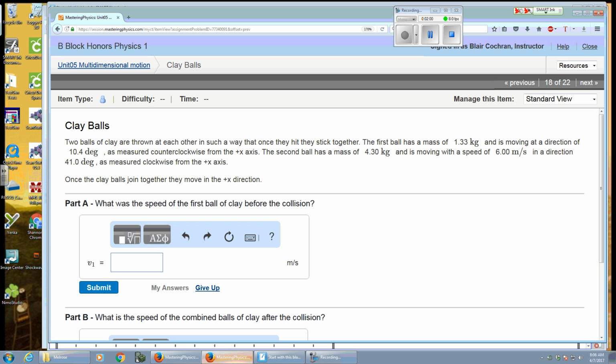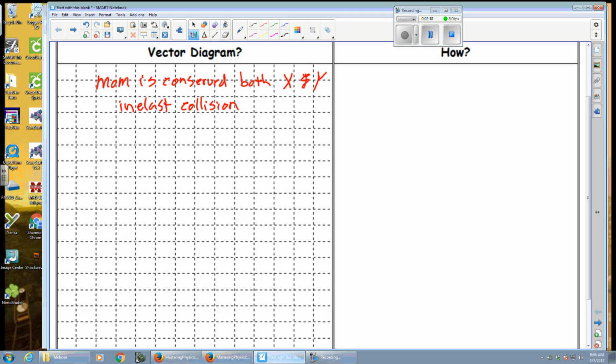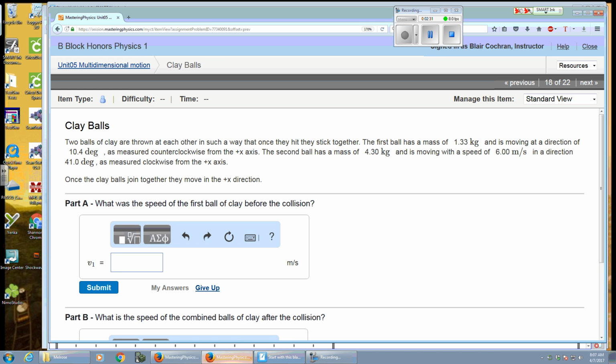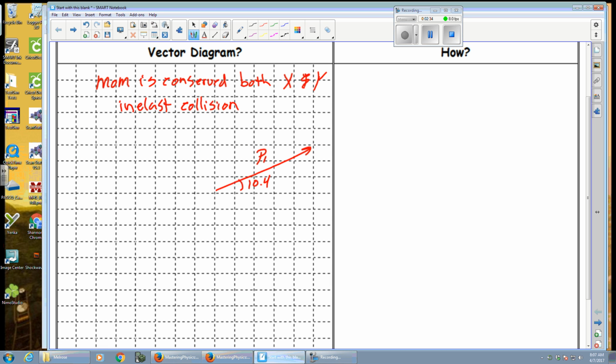So I've got the first ball. We'll call that ball number 1. It has this mass and is moving at 10.4 degrees as measured counterclockwise from the x direction. So that'd be something like this, and that's 10.4. That's momentum number 1.